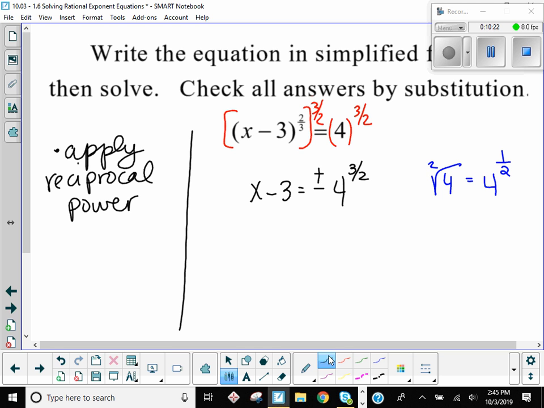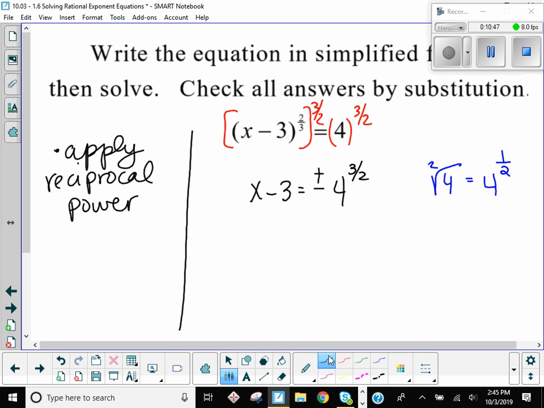If at any time you've raised both sides to a power that has an even root or even denominator, you have to use plus or minus. It doesn't matter that the original number had an even denominator. We don't care about that. That's not what's making the choice for us. It's what you're doing to both sides. You raised it to a power with an even denominator. That means a root, so you need plus or minus.